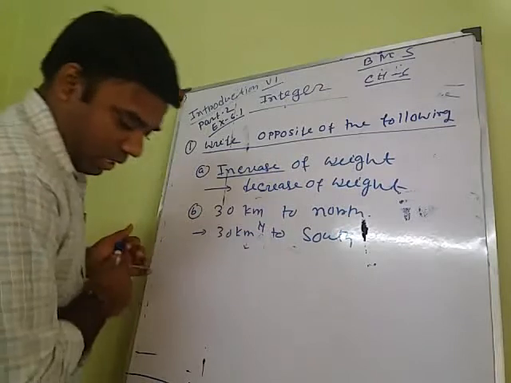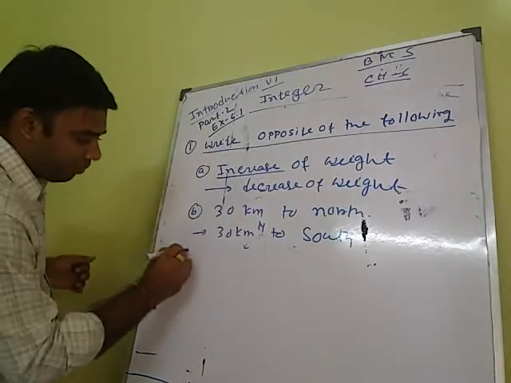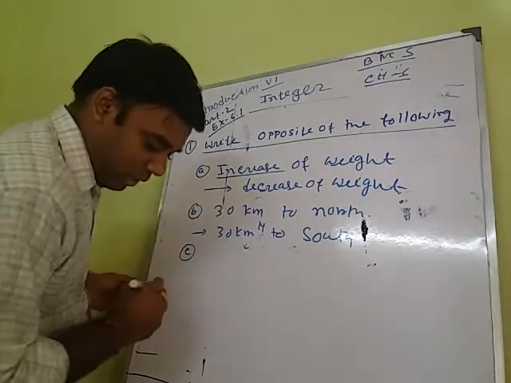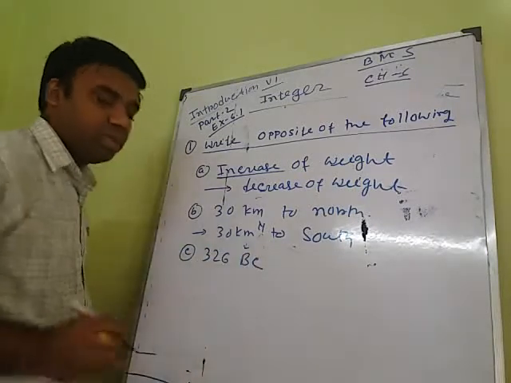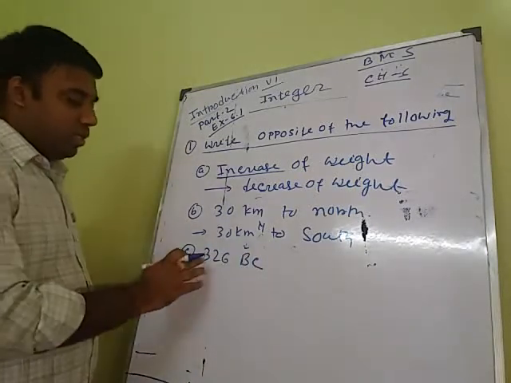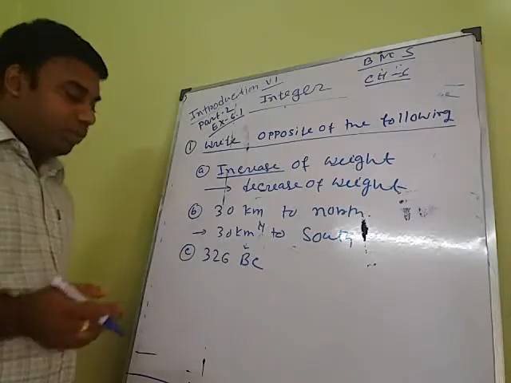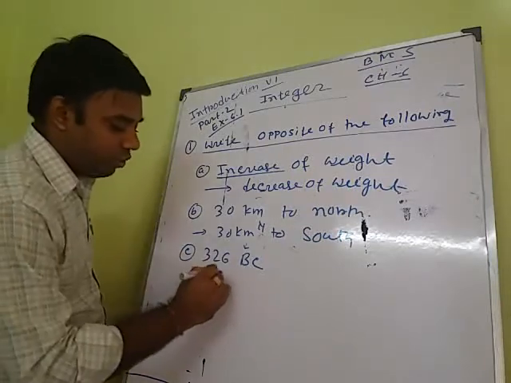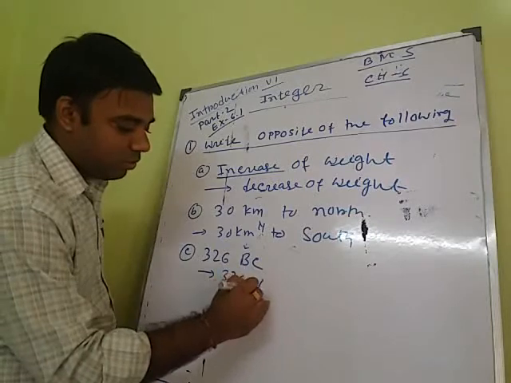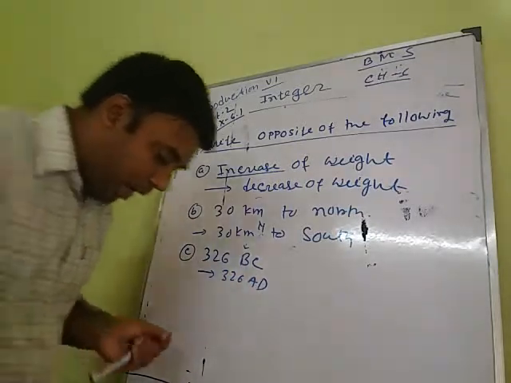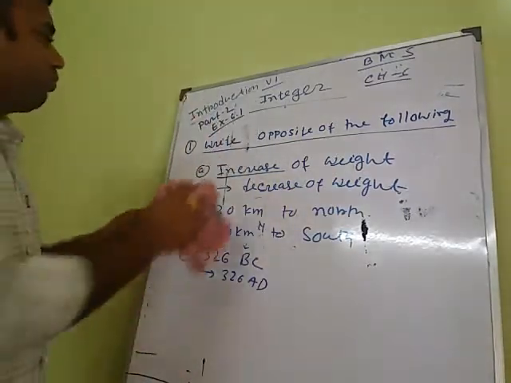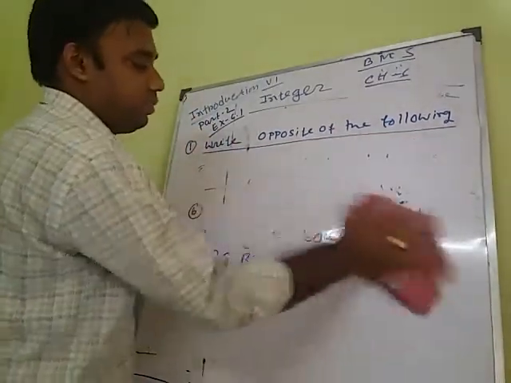Now part C, 326 BC. BC means before Christ. What will be the opposite statement of this? That is 326 AD. Now moving on to part D.